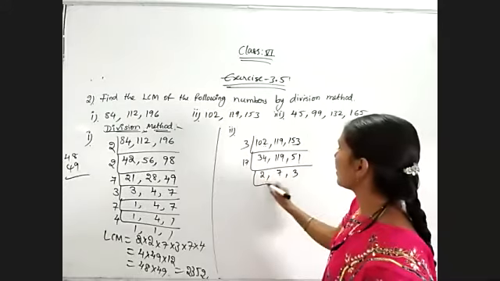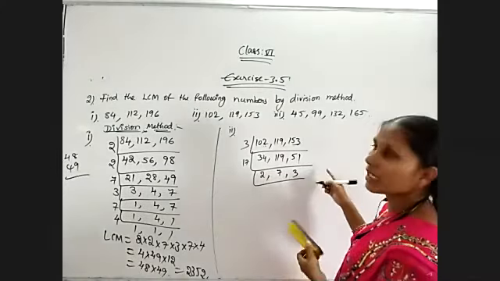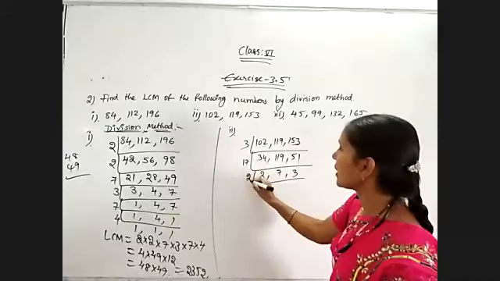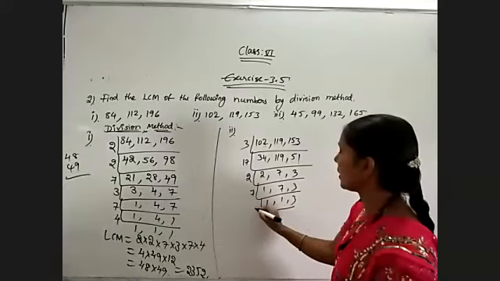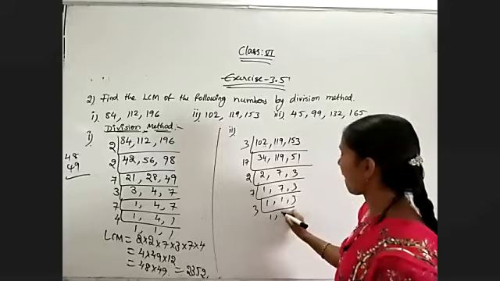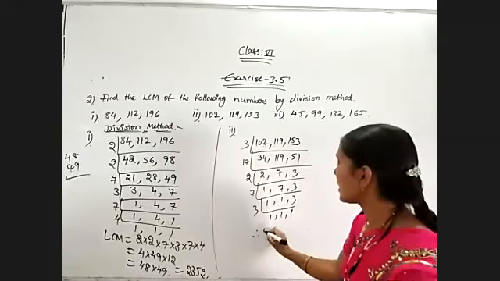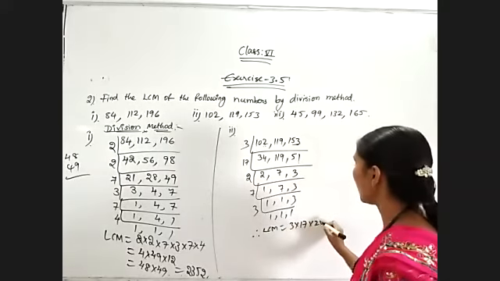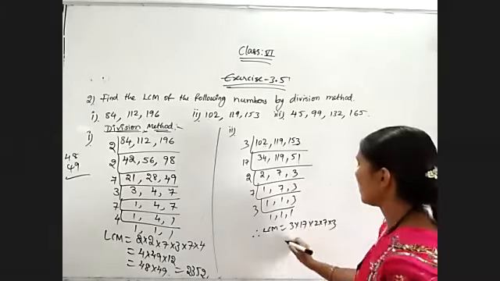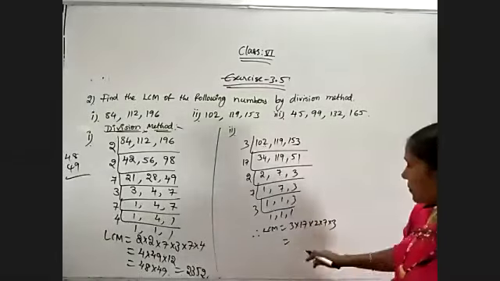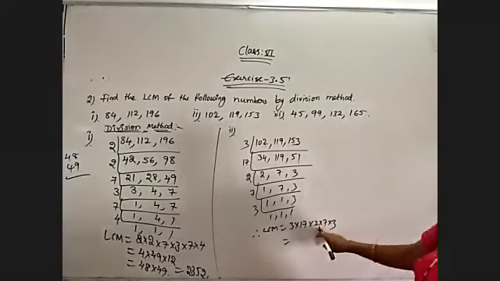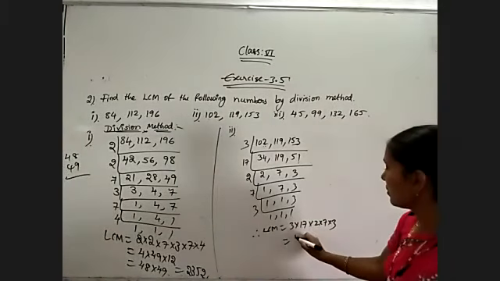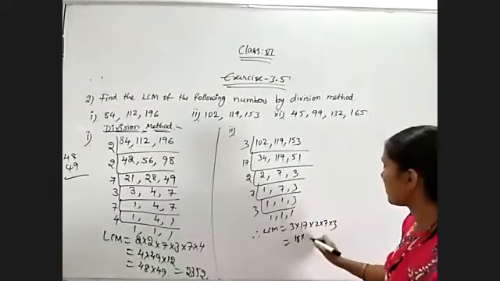17 3s are 51. Now 2, 7, 3 there doesn't have any common factors, so take directly those numbers. All those are prime numbers only. And 3. Okay. Now therefore LCM of the numbers is equal to 3 into 17 into 2 into 7 into 3. So which will be equal to 3 2s are 6, 6 3s are 18. And 17 into 7, 119.